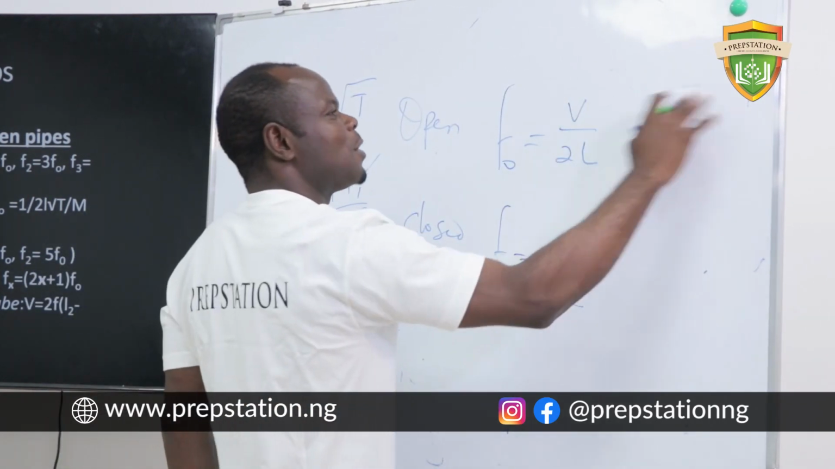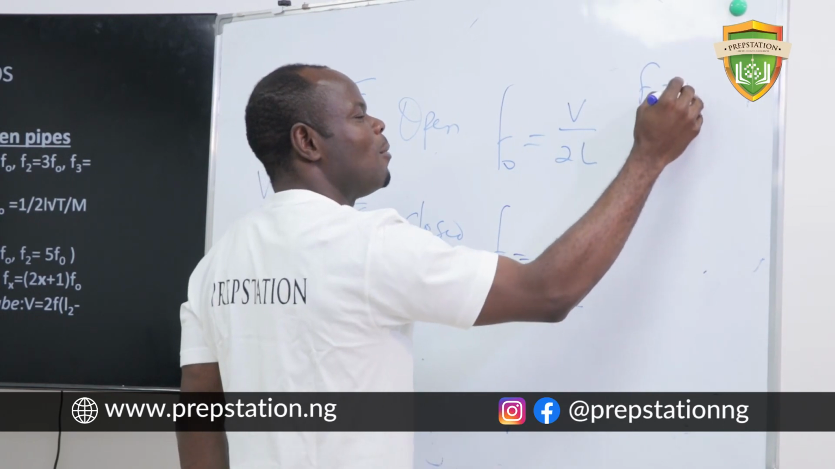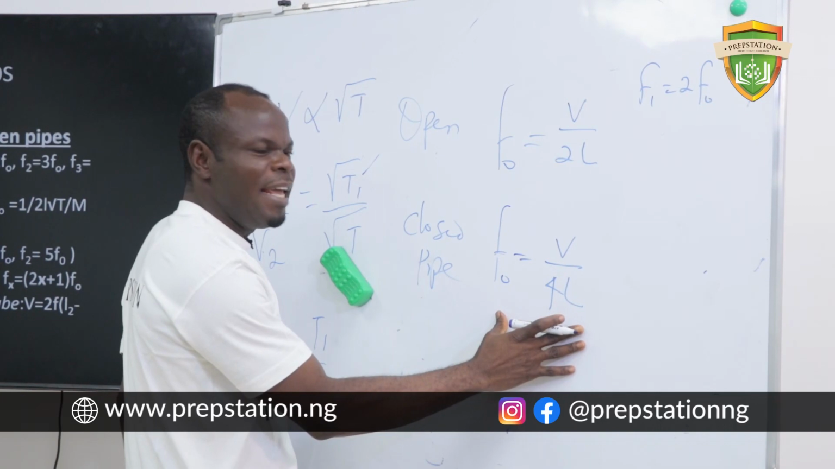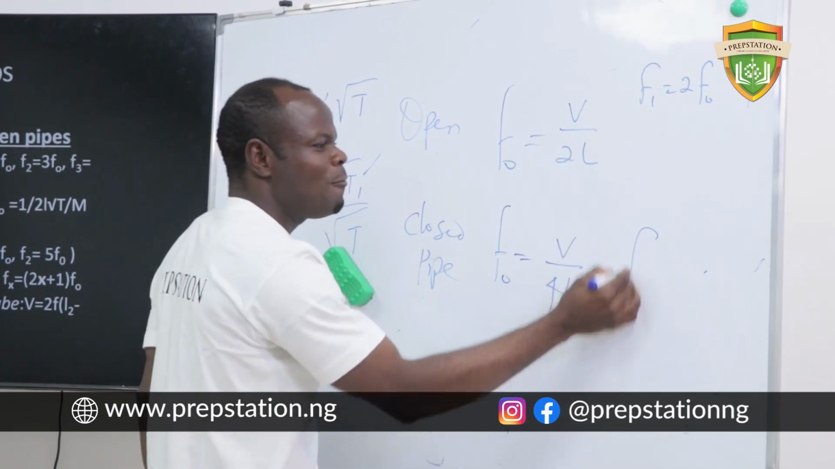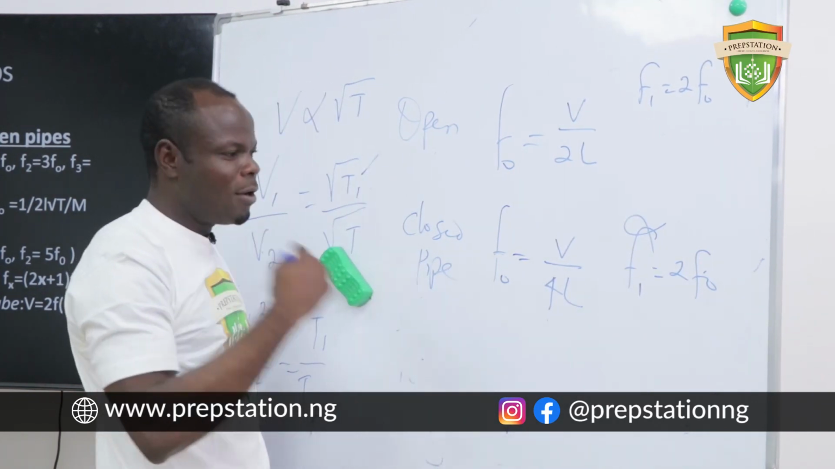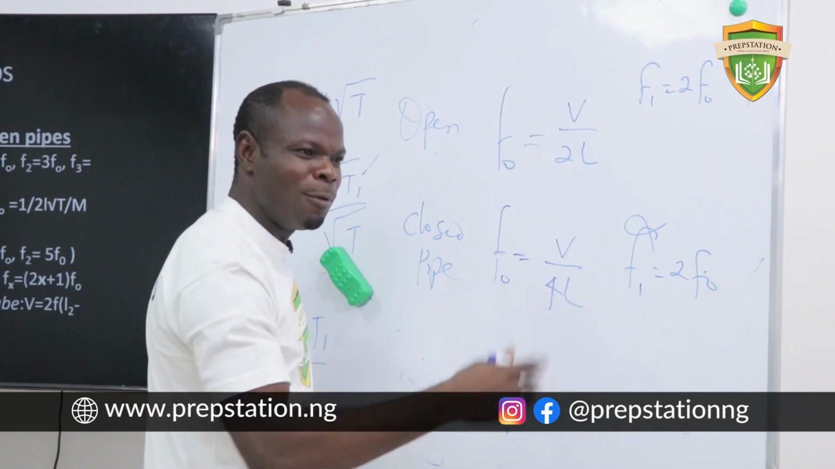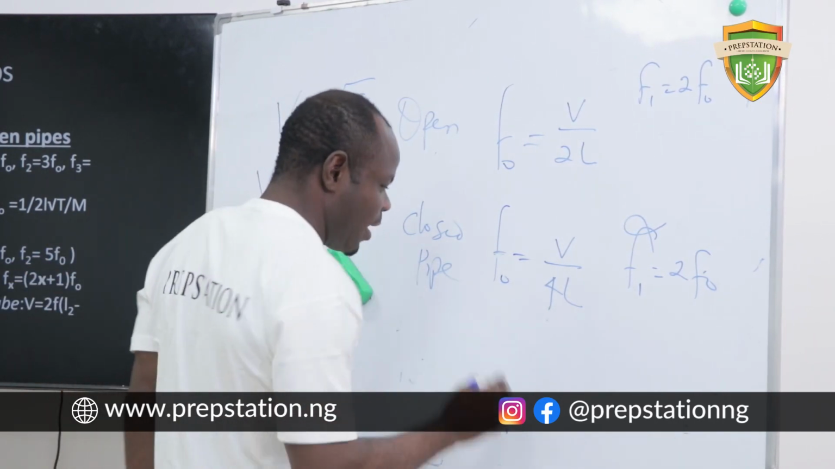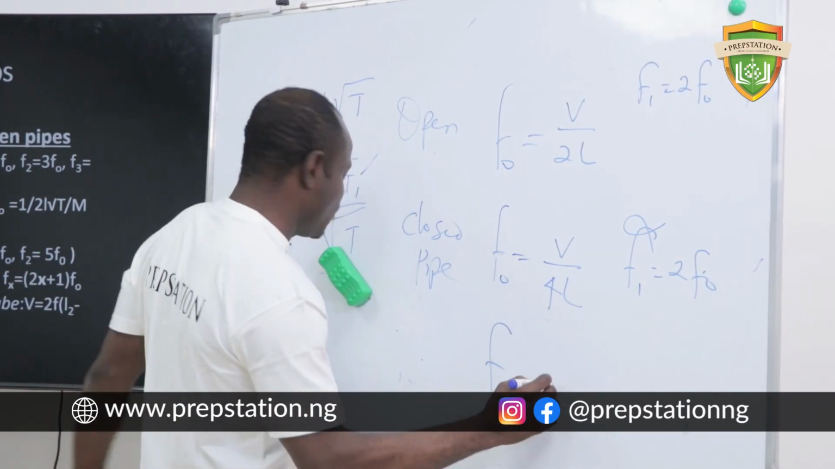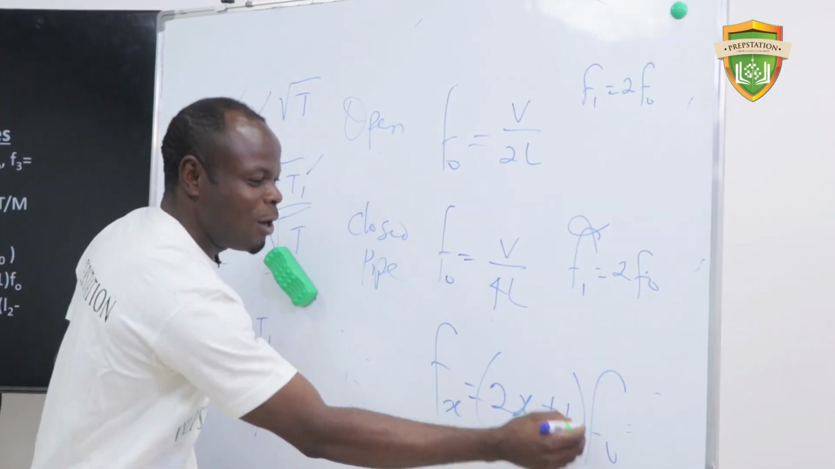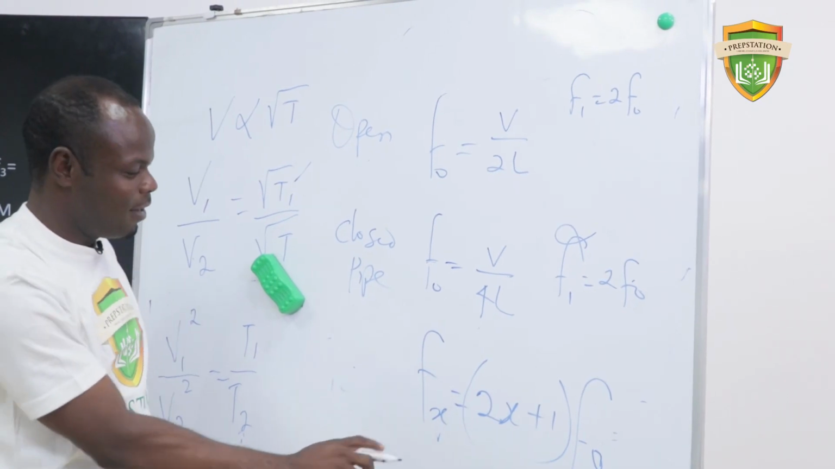So for this, it moves sequentially. That is, F1 will become what? Twice of F0. But here, it's not the case. F1 cannot just be twice of F0. That is not true, because I told you it's moving in odd form. That's why I'm giving you a formula that we have out here, where we have fx is equal to (2x plus 1) f naught. This is all you need to know, and you are safe.